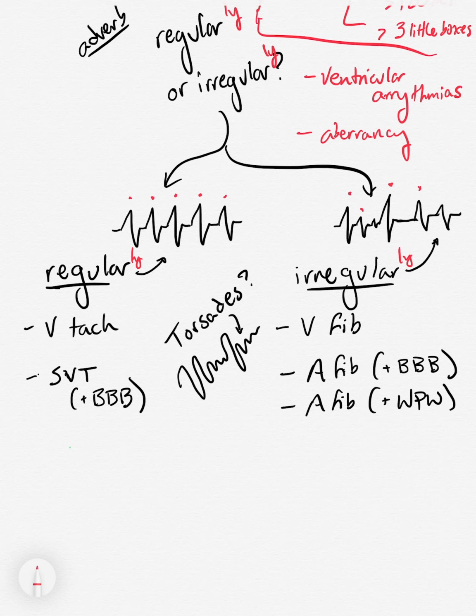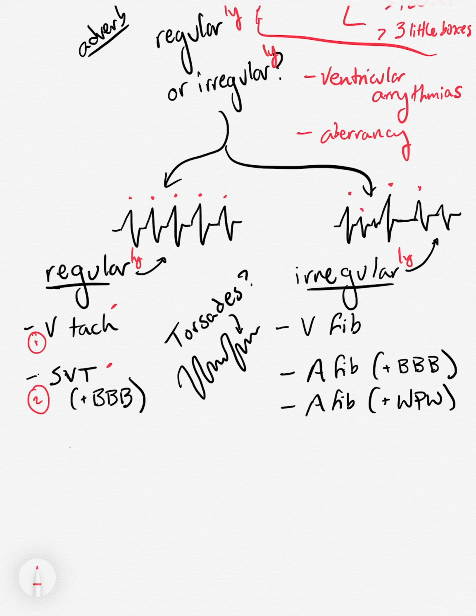However, if something is a regular arrhythmia in this category, we have 2 different options. The first being VTach, or it could be a supraventricular tachycardia with a bundle branch block. Again, referring to why we have wide complex rhythms: a ventricular arrhythmia itself, or you have some sort of aberrancy that's causing some sort of conduction issue, widening that QRS.